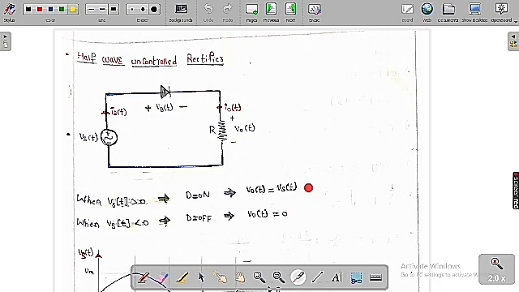Similarly, if the diode is on, the input current is equal to the output current. Here the input current is equal to 0 and the output current is also equal to 0 when the diode is off. So when the diode is on, the output voltage is equal to the input voltage and the output current is equal to the input current. When the diode is off, the output voltage is equal to 0, the output current is also equal to 0, and the source current is also equal to 0 in this case.